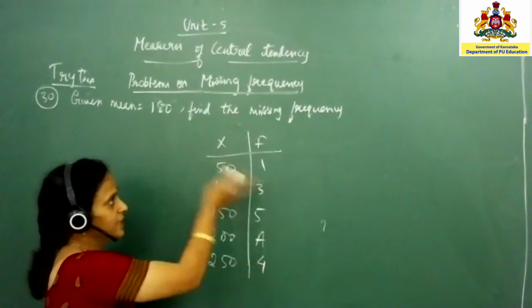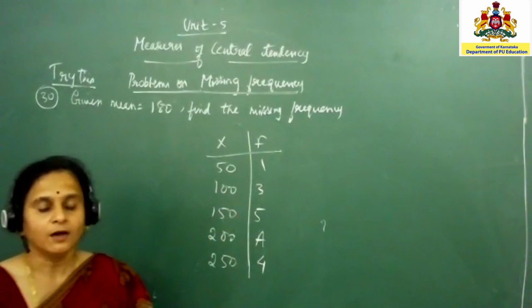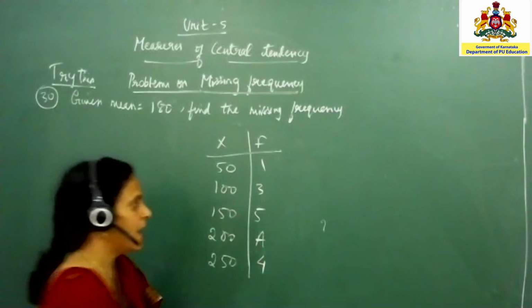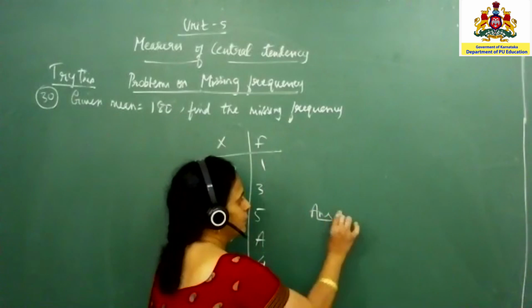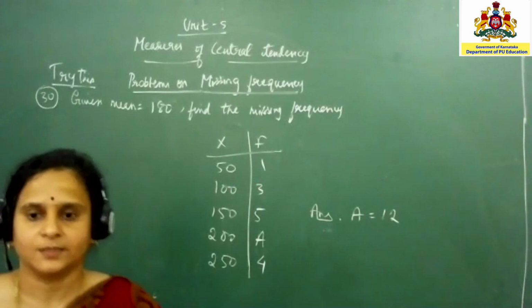Okay. So here the same way, similar to the previous one, get Fx column, substituting the formula, you will be getting the answer. And final answer, A value, you are getting as 12. Okay, so try this.